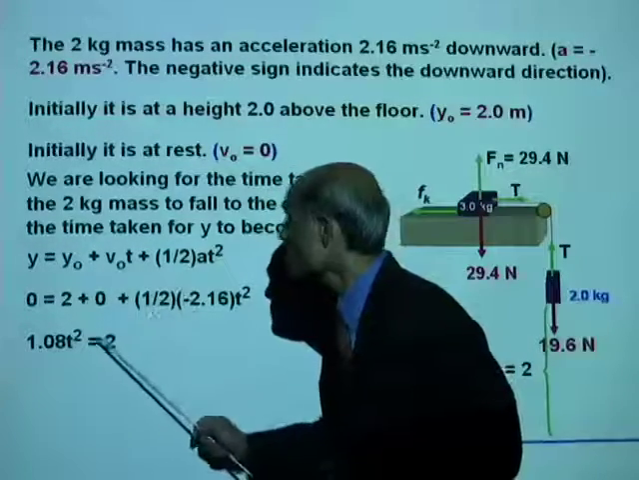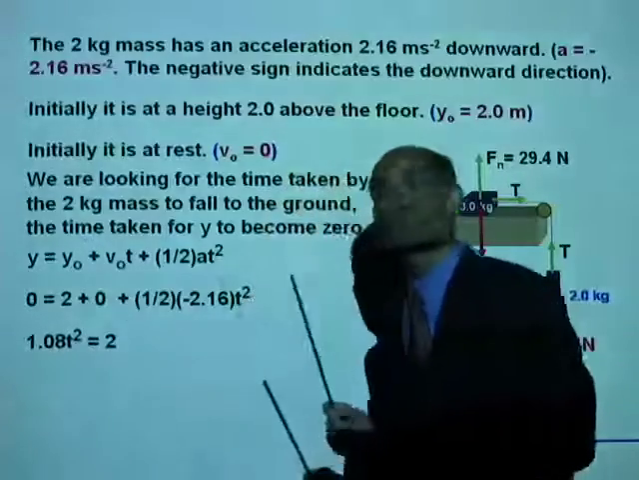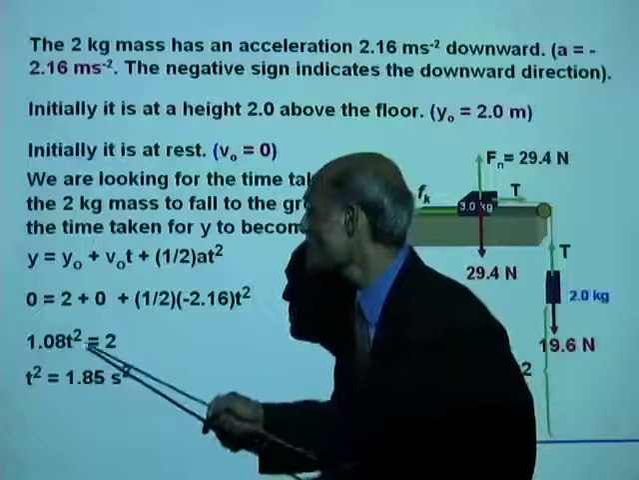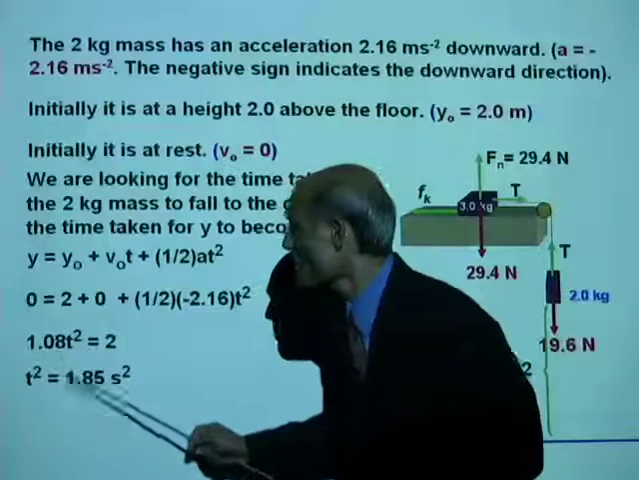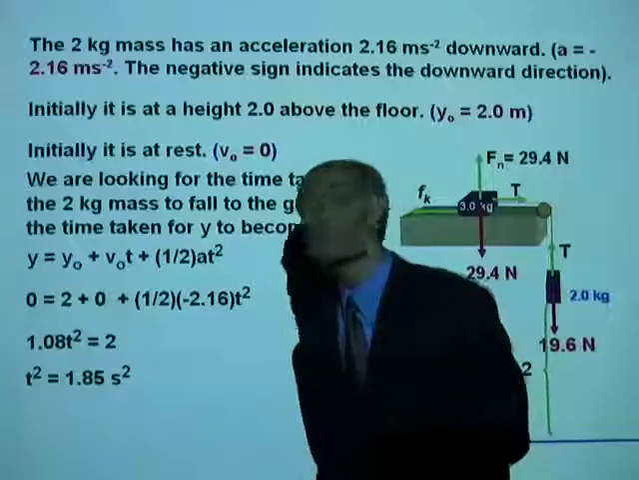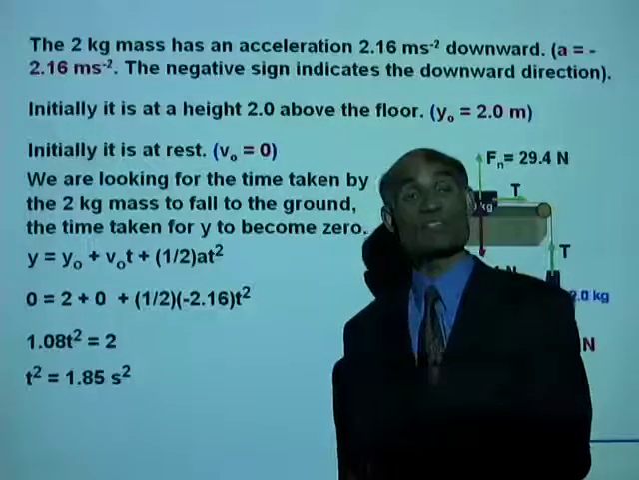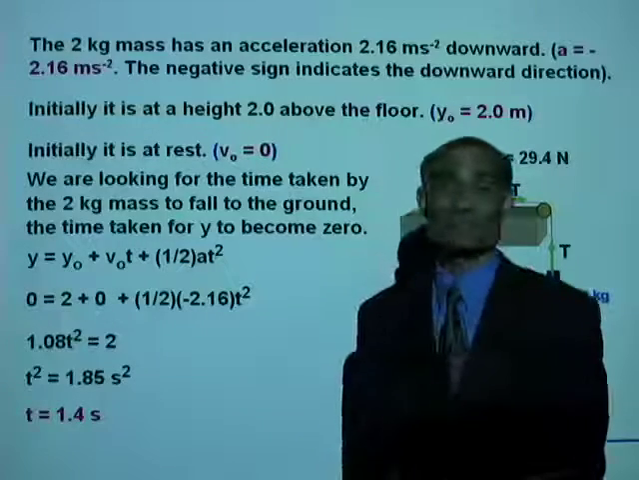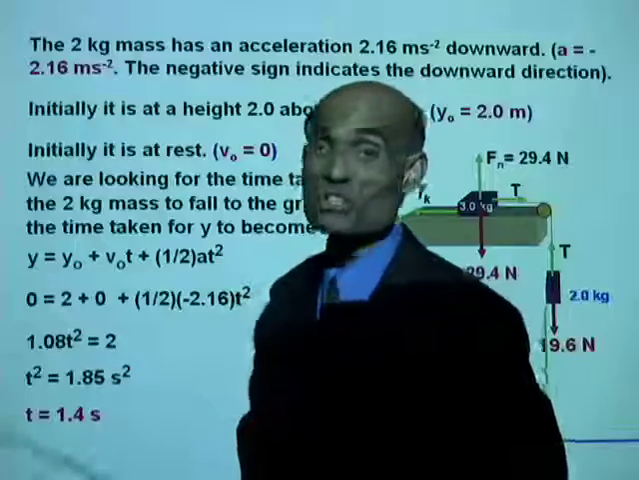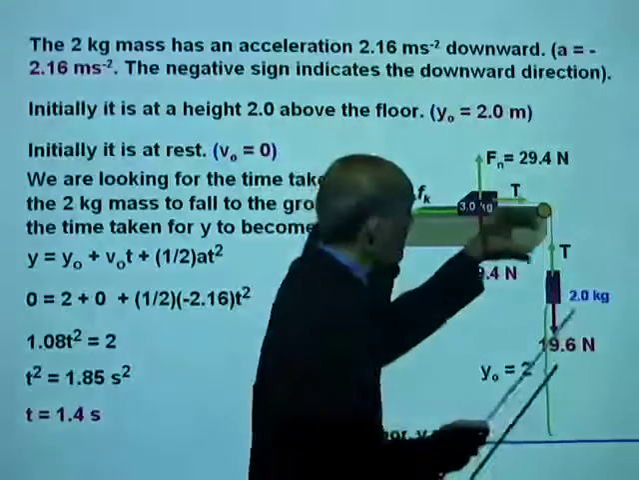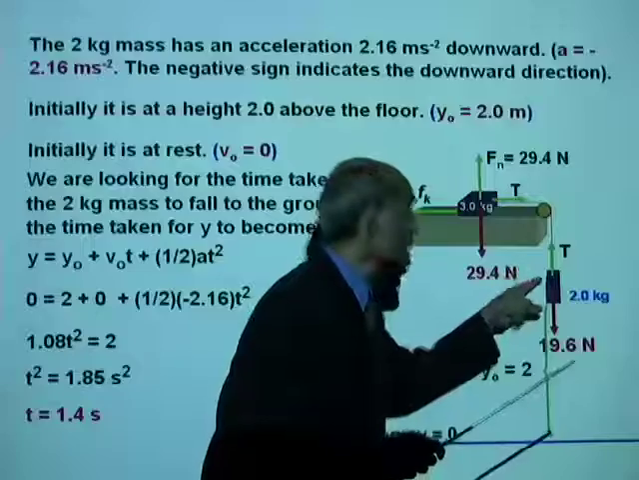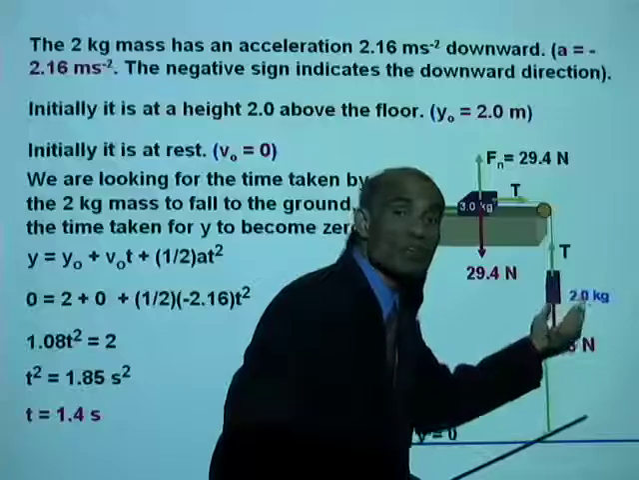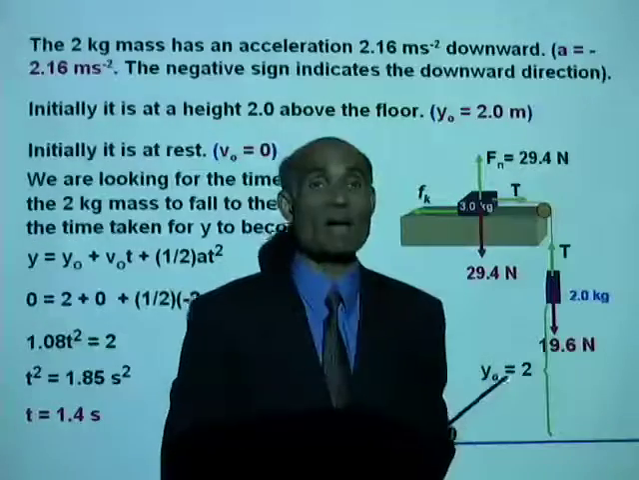Or 1.08 t squared equal to 2, and therefore t squared equal to 2 divided by 1.08, that is 1.85 seconds squared, or t equal to 1.4 seconds. So under these conditions, when the system begins to move, it will take 1.4 seconds for the 2 kilogram object to drop to the ground.